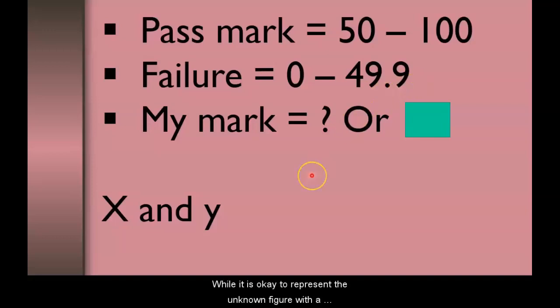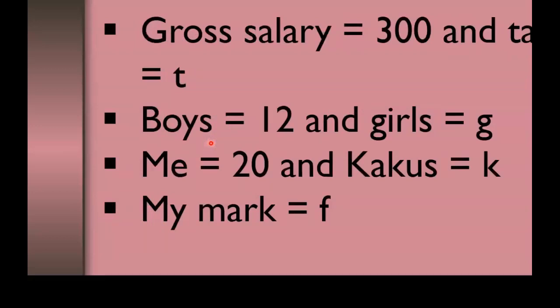While it is okay to represent the unknown figure with a question mark or a placeholder, algebra has a different take on it. Letters are used to represent question marks or placeholders. Most of the time, x and y are used to represent that unknown, but it can be any letter as well, apart from x and y. Let's look at more slides. Now, if the gross salary is 300 and the tax is unknown, we can use T to represent tax instead of a question mark or placeholder.